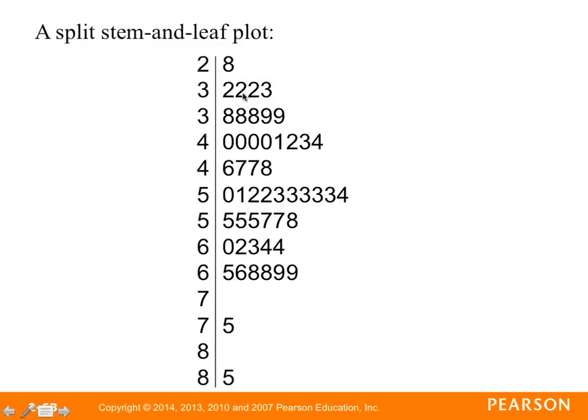So if you see, what is done here is that if we have leaves of values 1 through 4, we put them in this first stem. If we have leaves that are values 5 through 9, then we put them in the second stem. So it allows us to kind of break up our stems to see the distribution even better. And again, if you tilt your head to the right, you'll see the shape of this distribution. You can see it pretty nicely here.